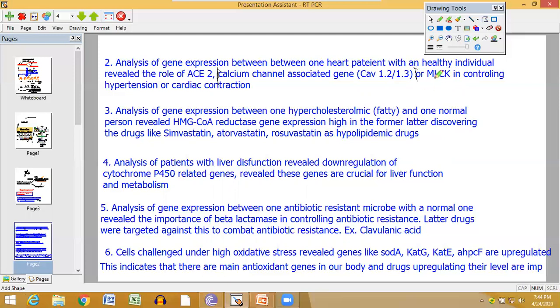So if you find this kind of gene expression is changed, that means you have to target these kind of genes either to block or to convert to some other form, something like this.